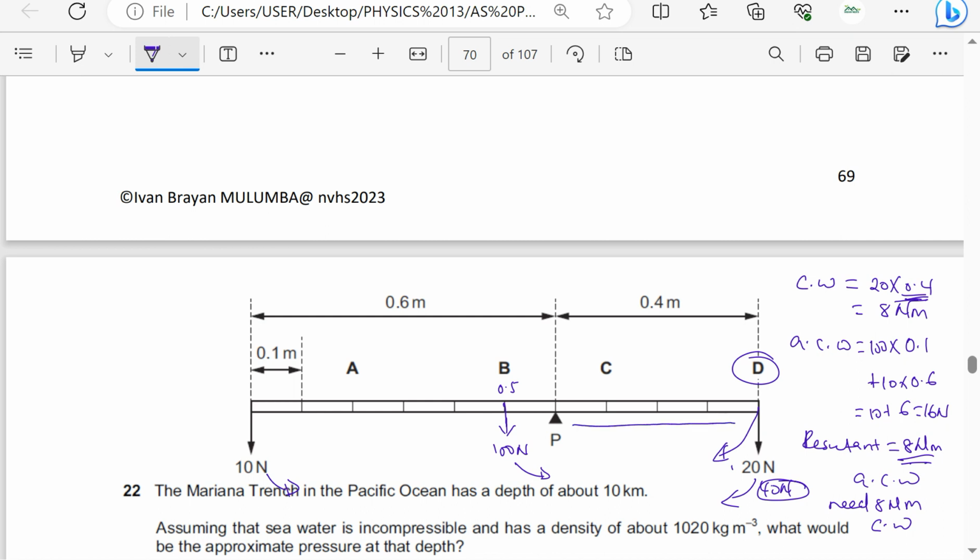Alternatively, you would call this distance x, and then you just say clockwise moments should be equal to anti-clockwise moments. That is 10 times 0.6 plus 100 times 0.1 should be equal to 20 times 0.4 plus 20 times x. Still you will get x as 0.4 meters. That means point D.